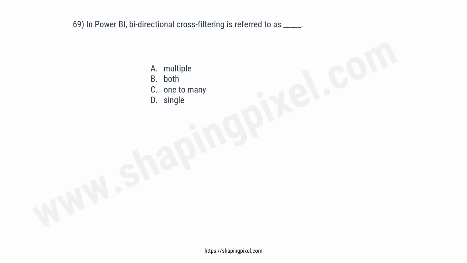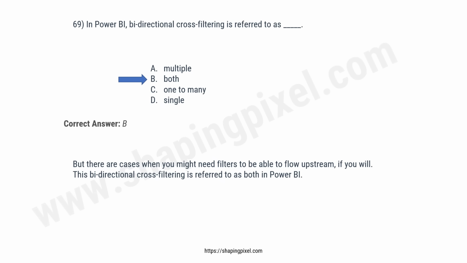Question number 69. In Power BI, bidirectional cross-filtering is referred to as, and we have four options: multiple, both, one-to-many, single. So the right answer here is option B, both. But there are cases when you might need filters to be able to flow upstream, if you will. Bidirectional cross-filtering is referred to as both in Power BI.